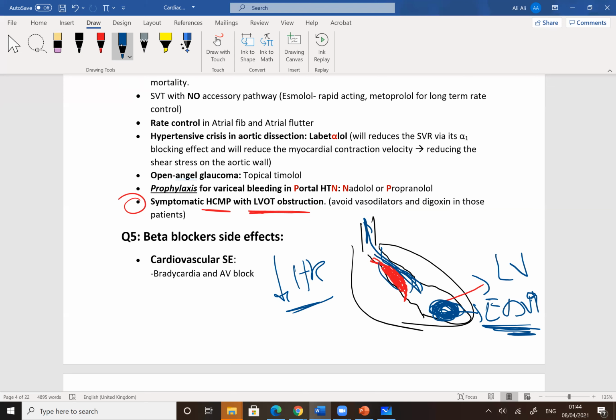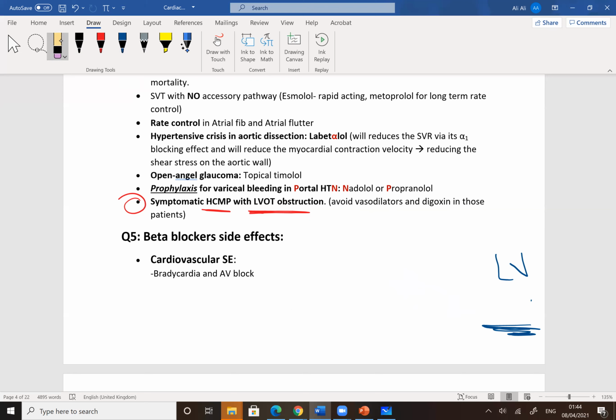You know what I mean. Therefore, is this good or bad in HOCM? Of course it's good. Therefore, beta blockers are good for symptomatic control in HOCM, to reduce the angina as well, which is present in HOCM. Okay, very nice. It says that in HOCM you must avoid vasodilators and digoxin.